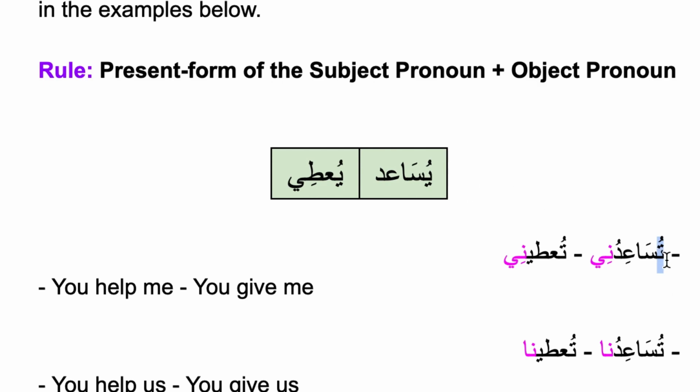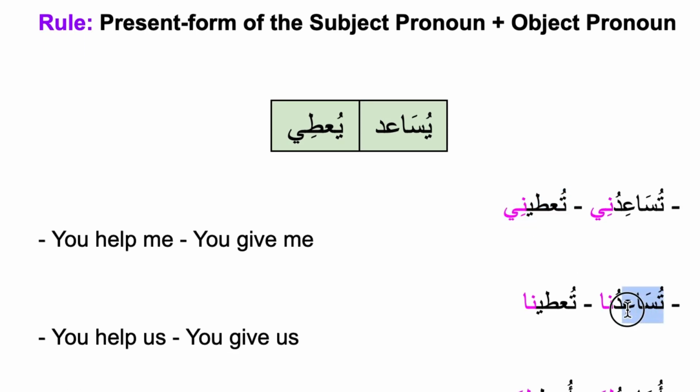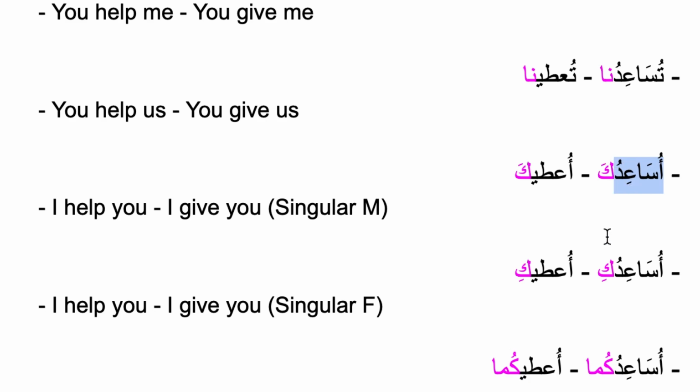We have also learned this in the previous lesson. تساعدني means you help me or you are helping me. تعطي means you give. تعطيني means you give me. Next, تساعد, you help. تساعدنا, you help us. Second example, تعطي, you give. تعطينا, you give us. Next, أساعد, I help. أساعدك, I help you. أعطي, I give.